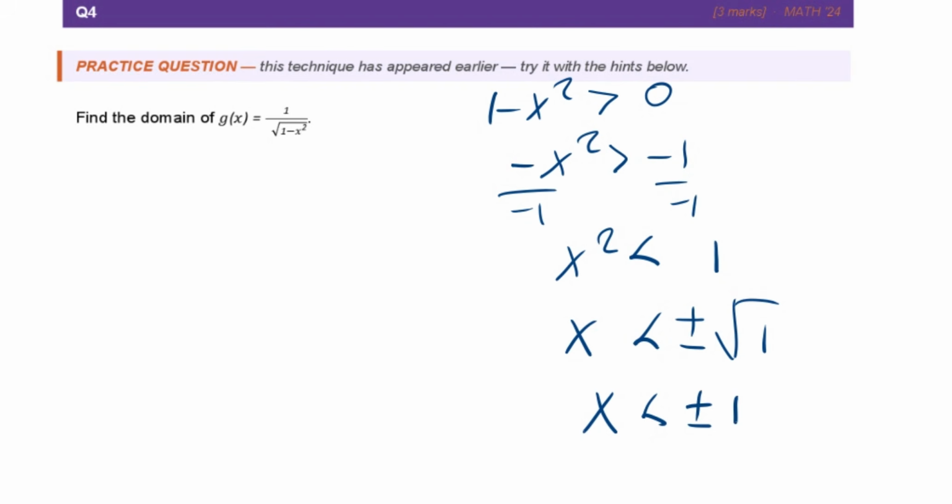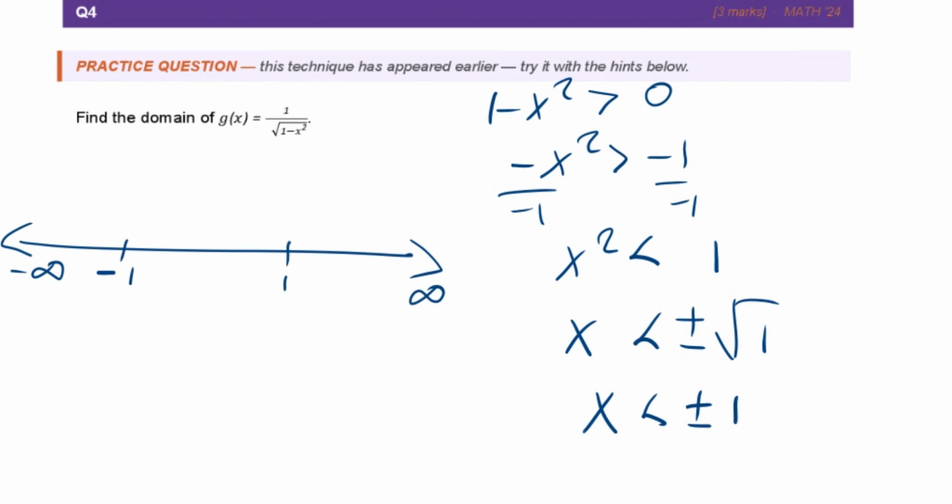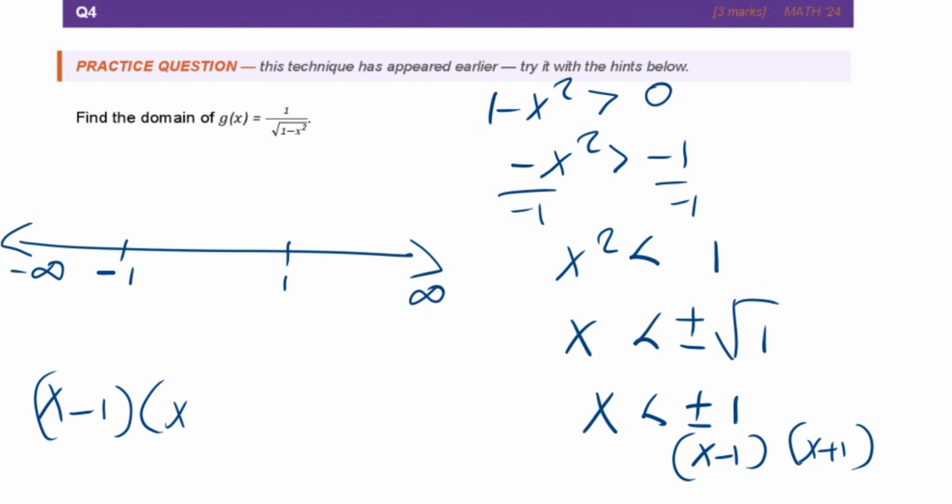If you have got 2 answers, you use the number line. So -infinity, positive infinity, -1, positive 1. So what you do is, we know that the way this one is, if I shift 1 to the other side, the other one will be x minus 1, and the other one will be x plus 1. So this is what we're going to use.